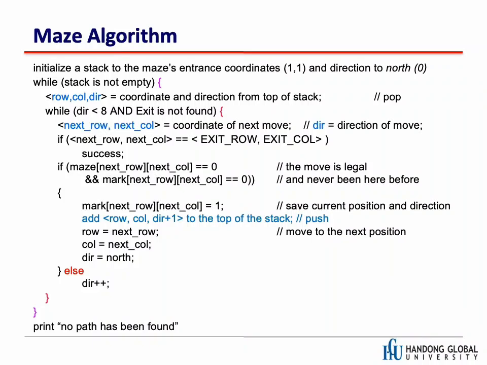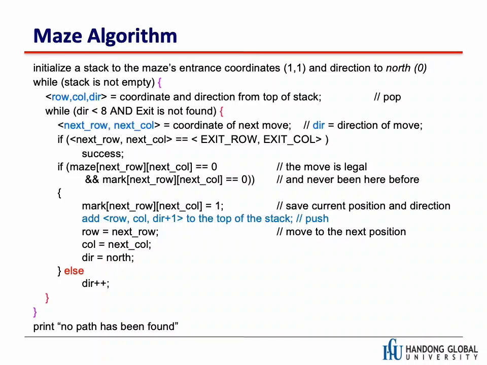So if maze is a 0 and the mark is 0, then we can go into this block, and basically we will move to the next position. So first, we will mark the next position. We set this array entry to 1, so that in the future, we will not come back to that position again. And then next, we will push row, col, dir plus 1 to the stack.